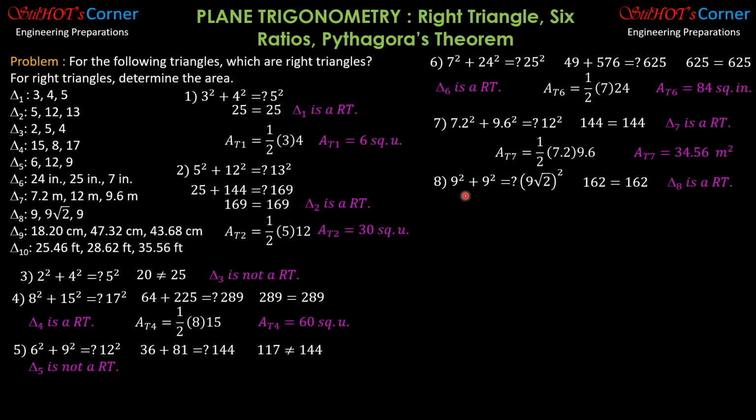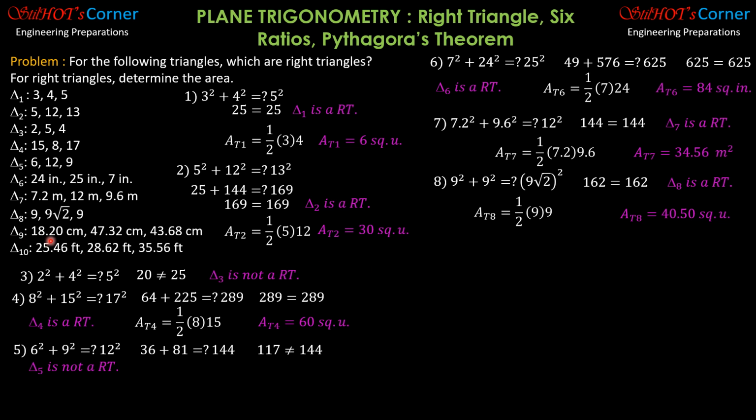In particular, it is a right triangle. The area is 1/2 of 9 times 9, and that is equal to 81... 40.5 rather, square units. 1/2 of 9 times 9, so 1/2 of 81, 40.5 square units. Let's proceed investigating triangle 9.